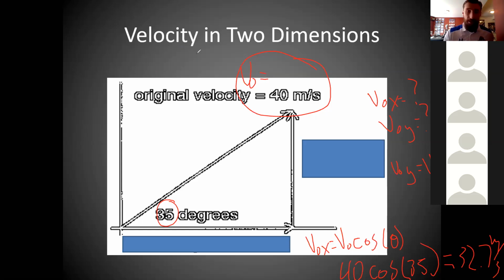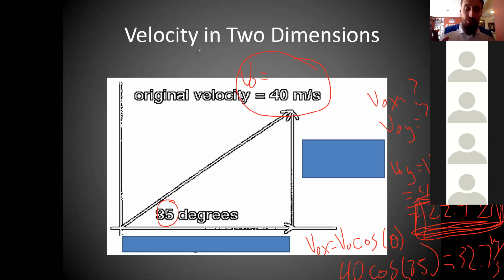Yeah, there you go, 22.9. That's what I got too. So if you're struggling here, VOY is 40 sine 35, and then you get 22.9 meters per second. Okay? So watching this thing go like this would be the same as if you threw something straight up. The initial velocity would have to be 22.9 if you threw something straight up, and that would be the same as having 40 meters per second at 35 degrees.